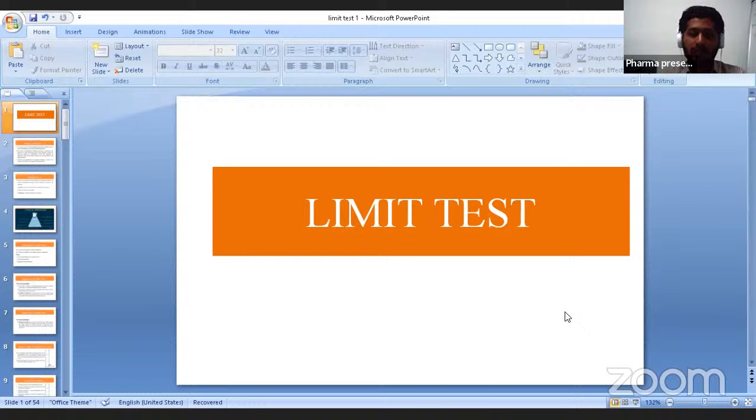So today we are going to have a look into limit tests. What are these limit tests? What are the various types? Why are we going to perform the limit test? What is its importance? What are we going to get to know while doing the limit test? How are we going to perform the various limit tests? And what was the need to include this limit test? So let us see what this limit test is.